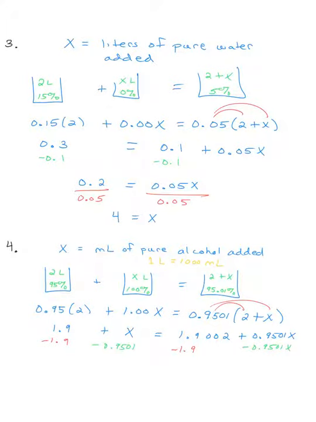When I do, I'm left with 0.0499x is equal to 0.0002. Okay, so I will divide both sides by 0.0499, and the answer I get is x is equal to 0.